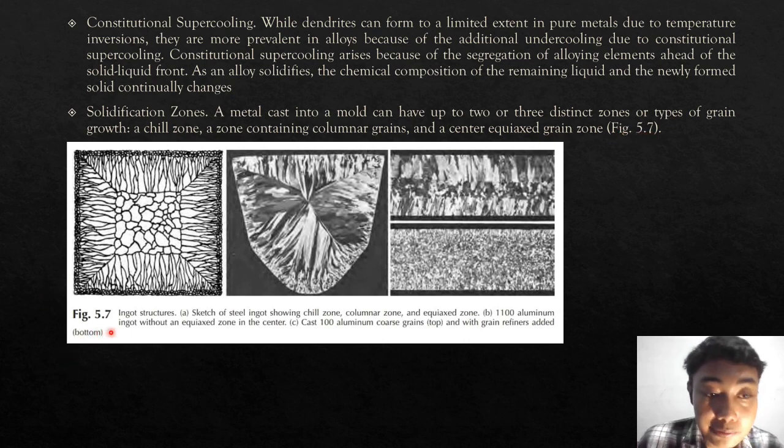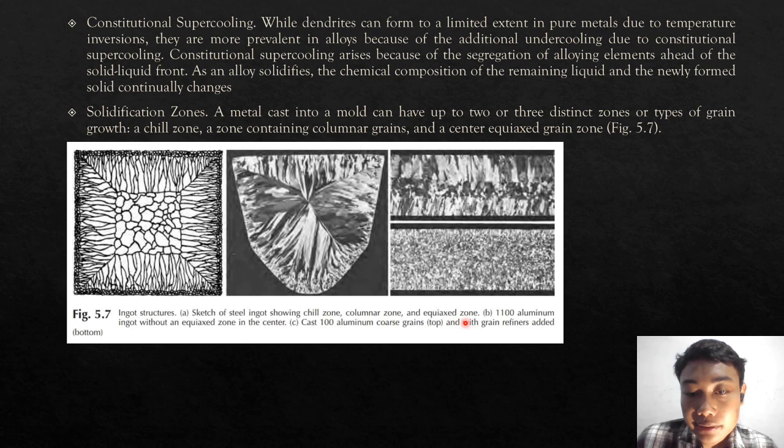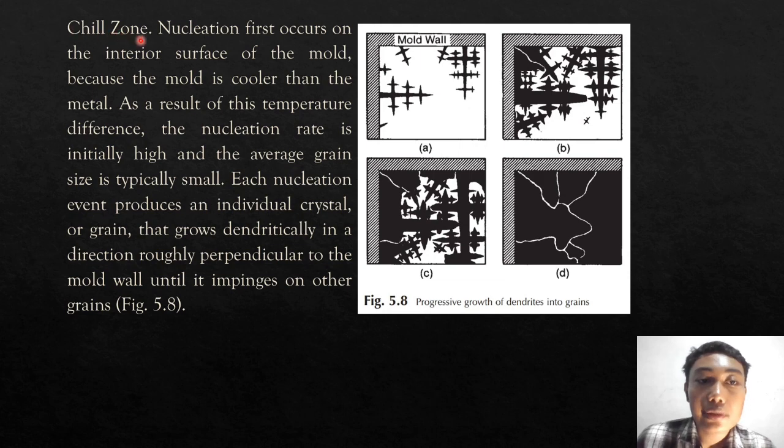Picture 5.7 shows ingot structures. A: a cross-section of a steel ingot showing a chill zone, a columnar zone, and an equiaxed zone. B: a 1100 aluminum ingot without an equiaxed zone in the center. C: a cast 1100 aluminum ingot, unrefined at the top and with grain refinement at the bottom. Then the next, the chill zone.